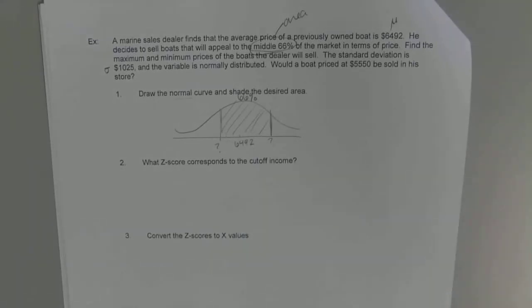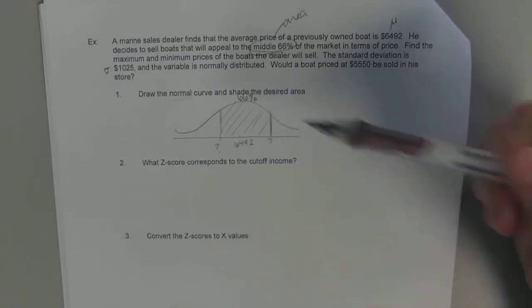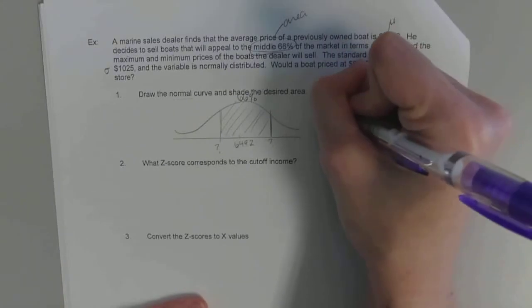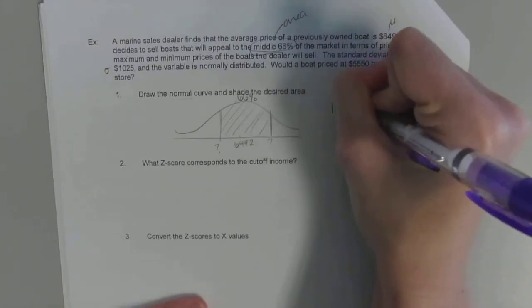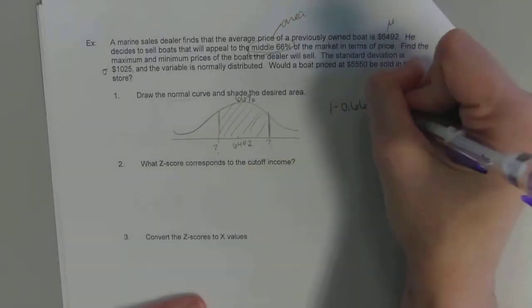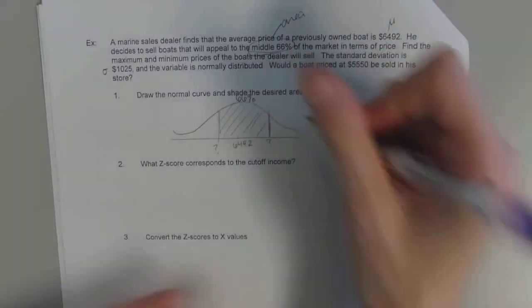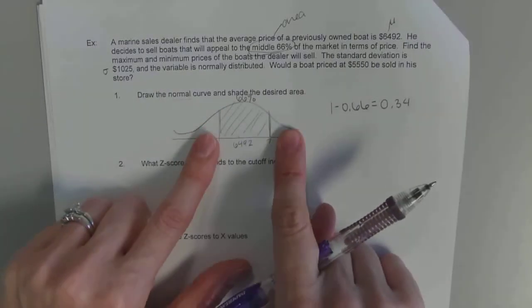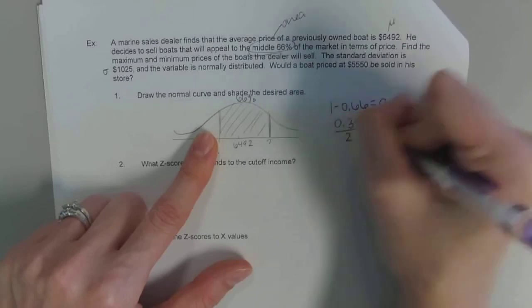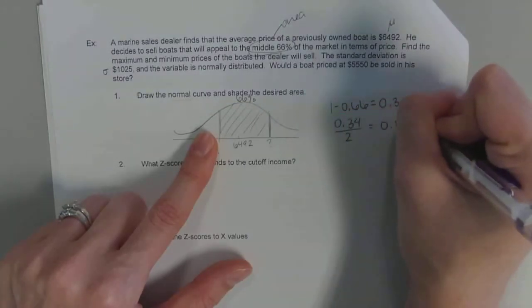Well, part 2 says, what z-score corresponds to this cutoff? Does this chart tell you middle areas? No. This chart only shows you areas to the left. So remember, we have to first find the opposite of 66%. What's the opposite of 66%? 34%. Why did I do that? Because that means there's 34% in the tails total. But how many tails are there? 2. So I'm just going to take that 34% and divide by 2, and I get 17.